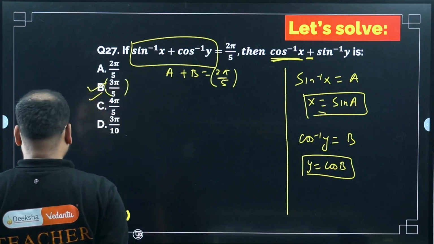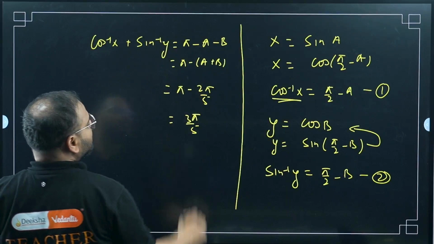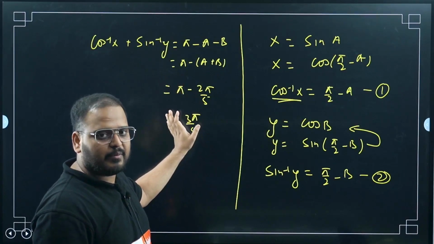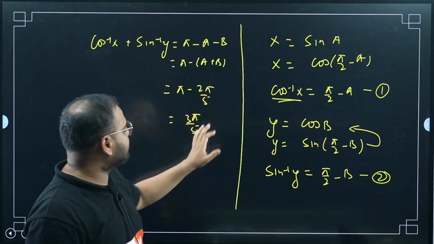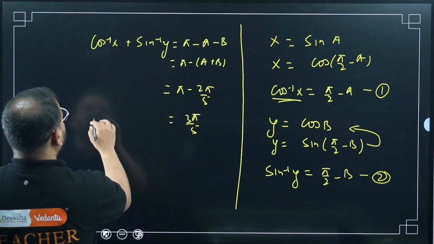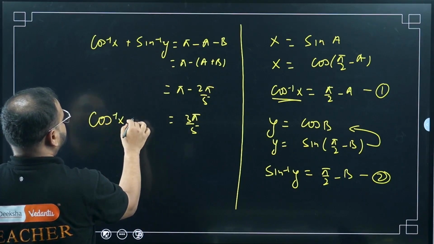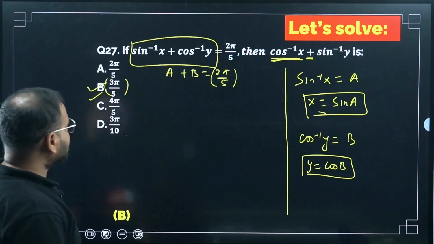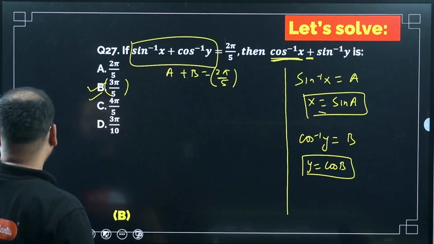Please check. If you take LCM, 5 pi by 5, 5 pi minus 2 pi will become 3 pi. 3 pi by 5 is my answer for cos inverse of x plus sine inverse of y. Question is done. 27th also is done, sir.